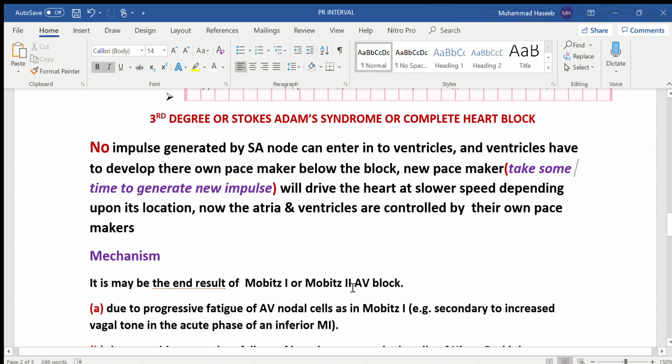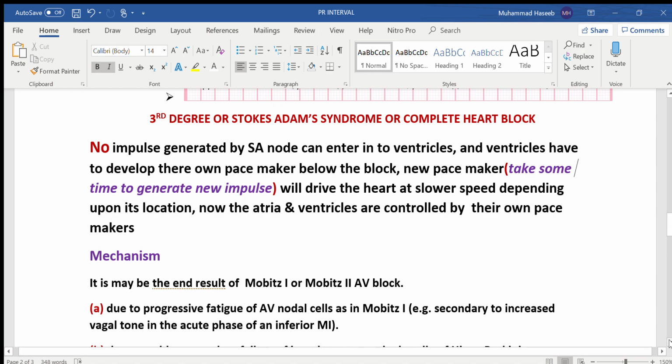In Mobitz type 2, the lesion is below the AV node at the beginning of the bundle of His and there is no gradual prolongation. The PR interval remains the same in Mobitz type 2, but there is a sudden block, a sudden dropped beat. So when Mobitz type 1 and Mobitz type 2 become more and more severe, they may enter into the third degree heart block.